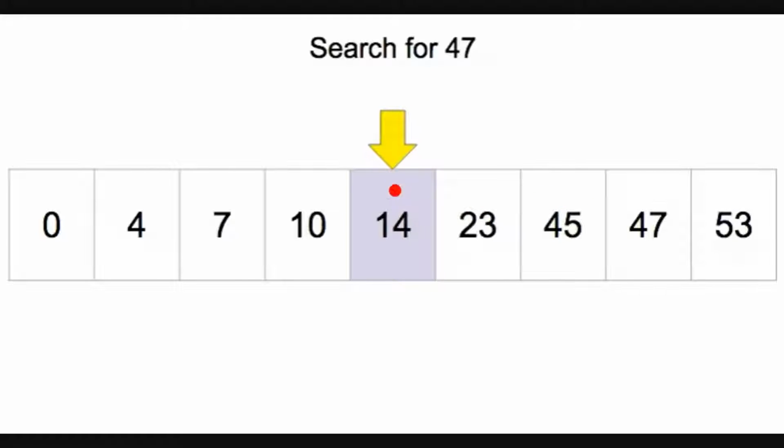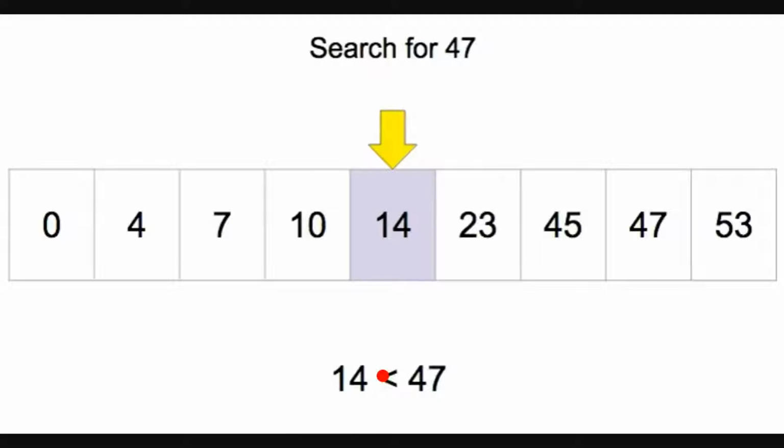And then when I compare 47 with 14, I have to ask this question: is 47 greater than 14 or not? If yes, then definitely it's not here. Why should I look at the first half? Why should I look at the left half? I don't want to waste my time. I know 47 is greater than this, so it should be somewhere here if it's in the list. So that's the beauty of when you know your data is sorted.